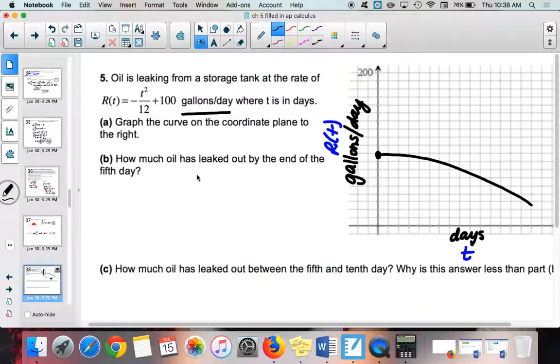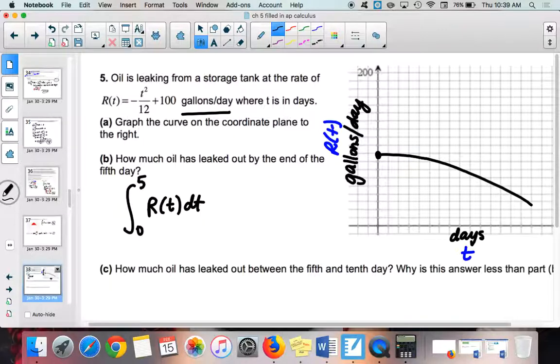Right now I have a rate. I have gallons per minute. That is a derivative in a way, right? It's a slope. If I want to go backwards to get gallons, what do I need to do? The antiderivative. I need to go backwards, right? So I want to find how much is leaked out by the end of the 5th day. In other words, I want to find how much oil over those first 5 days has left. And remember, always write it in the easiest way. So I would write it R of t dt integrated from 0 to 5.